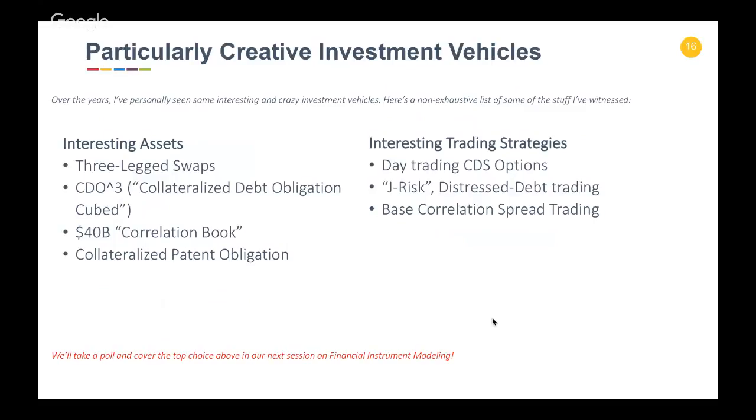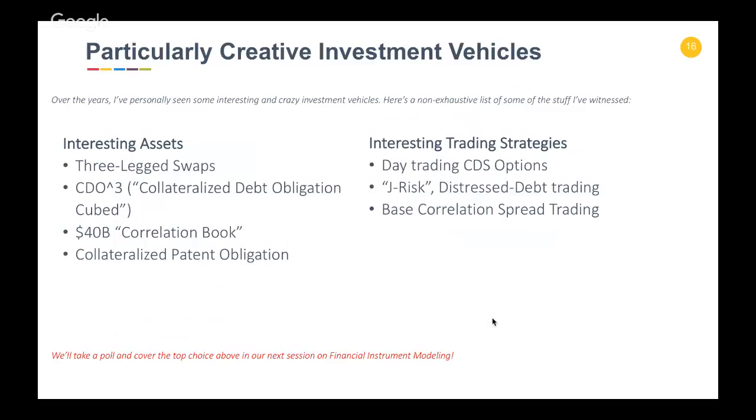But these are some of the craziest stuff that I've seen in the market personally. So when it comes to assets, I once had to value a three-legged swap, a CDO cubed, a non-divisible $40 billion correlation book, going back to that correlation trading example we talked about earlier, and once was approached to help construct a collateralized patent obligation, which was particularly interesting. And I've definitely seen some hedge funds with some really interesting day trading of CDS options, something known as J-risk, or distressed debt trading, which the head trader at the fund I was working with described as, well, all of the risk is whatever the judge decides the day of liquidation.